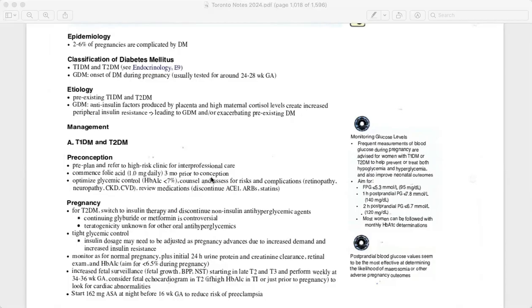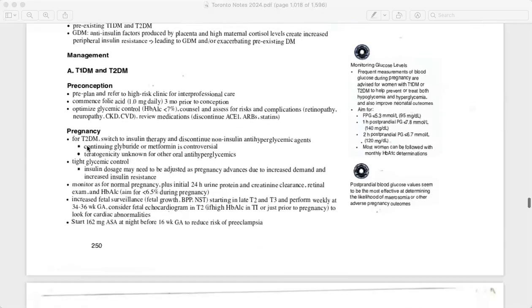3 months prior to conception. Then glycemic control should be less than 7. Counsel and assess for the risk and complications. And then review medication. Coming to the pregnancy, if this is already pregnancy in the second trimester, switch to insulin therapy, discontinue non-insulin therapy. So usually they said you can go for metformin, but it is controversial. So usually insulin is safe. If you have to choose in the options, just go for the insulin one.